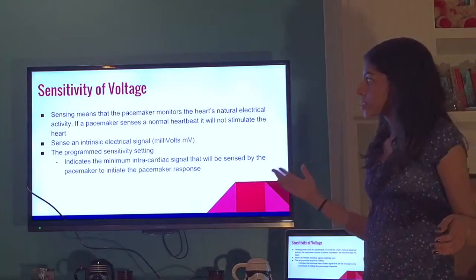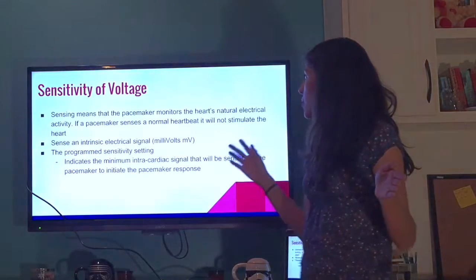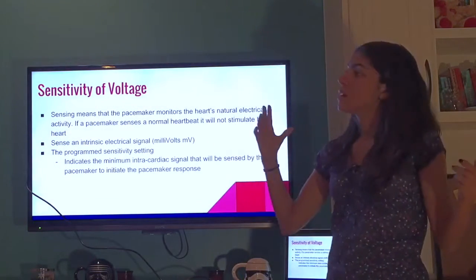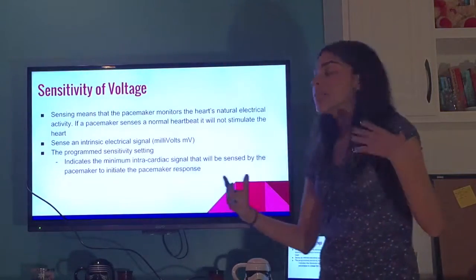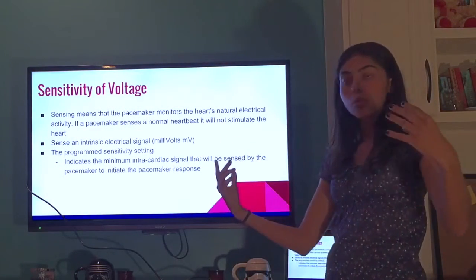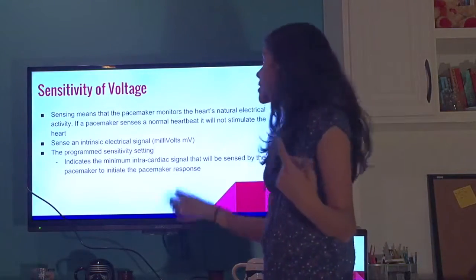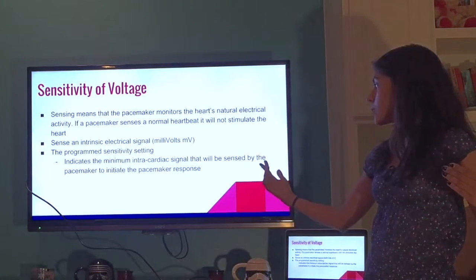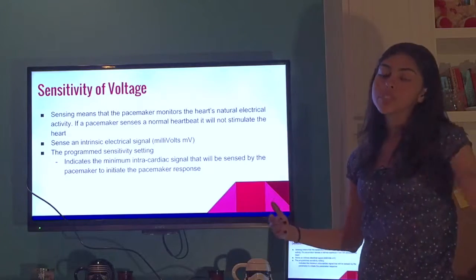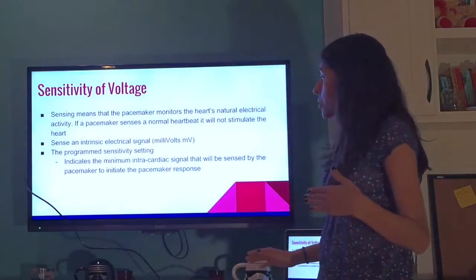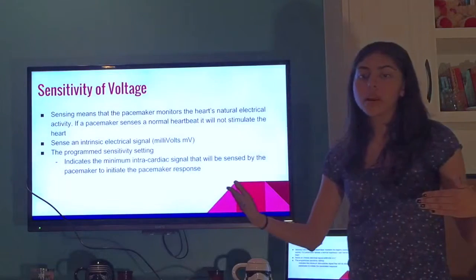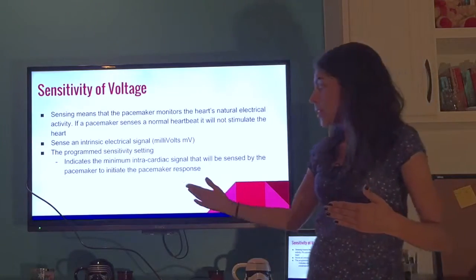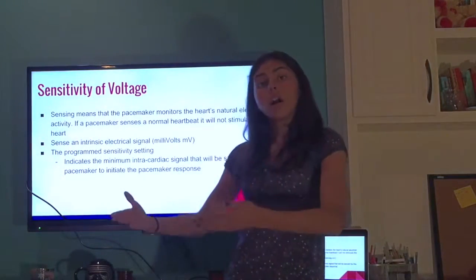Okay, so sensitivity of voltage. Sensing means that pacemakers monitor the heart's natural electric activity and can sense what a normal heartbeat is. Depending on the voltage that the heart is pumping out, the pacemaker will know whether that's normal or not. Sensitivity indicates the minimum intracardiac signal sensed by the pacemaker to initiate whether it should respond or not. And this is extremely important in the newer pacemakers, where fluctuation in activity causes an equal fluctuation in the pacemaker's signaling.